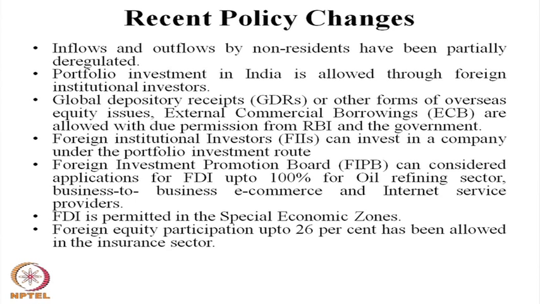Whatever manufacturing takes place in the export processing zone or special economic zone, there 100% FDI will be there. All goods and services will be exported from there, and domestic sales of goods and services produced by the special economic zone are not allowed. FDI in the special economic zones is 100%. Foreign equity participation up to 26% has been allowed in the insurance sector, up to 75% in the banking sector, and also in many other sectors, particularly the financial services sector, FDI is allowed significantly.